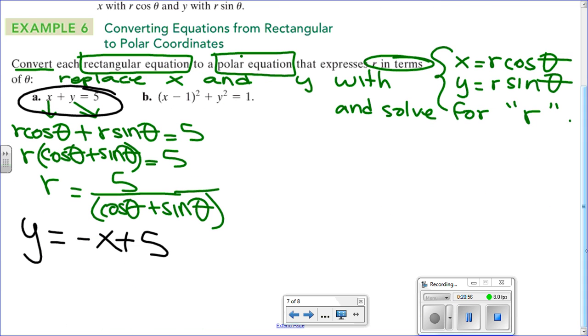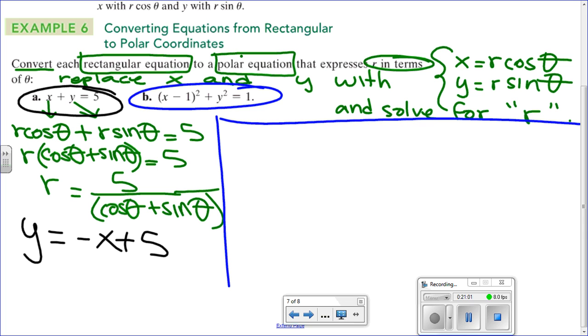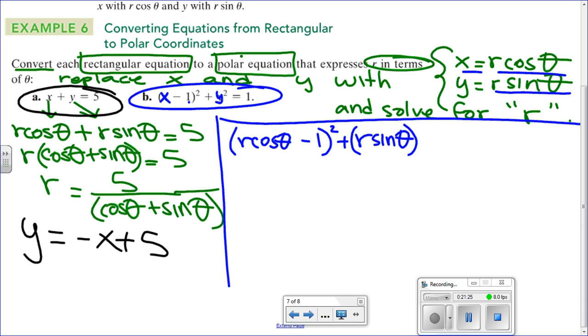So we're going to use some algebra skills here. Same steps: we're going to replace this x and this y with the two statements. So instead of x, I'm going to have r cosine theta minus 1, and then square, plus, instead of y, I'm going to have r sine theta, and then square. And that is equal to 1.